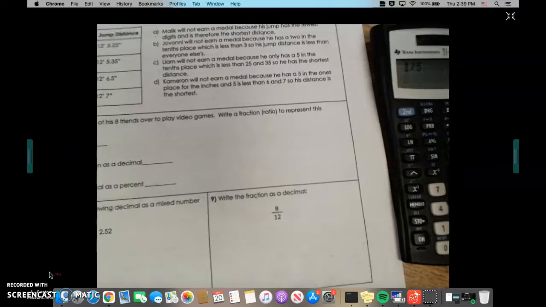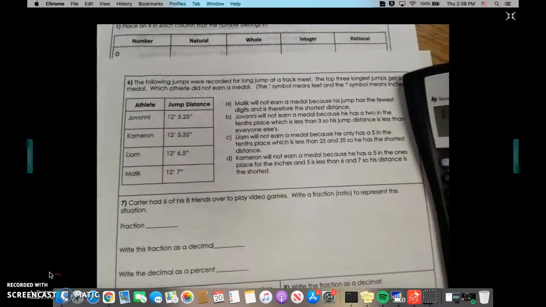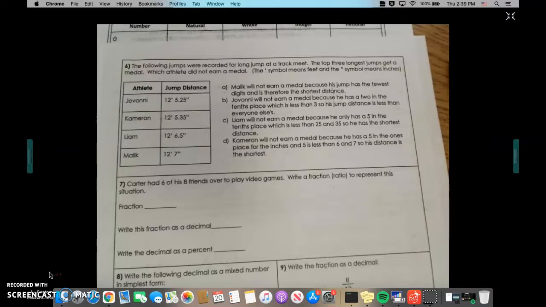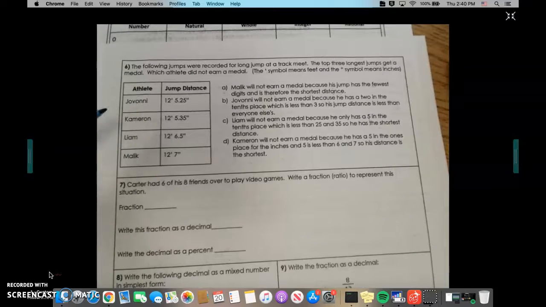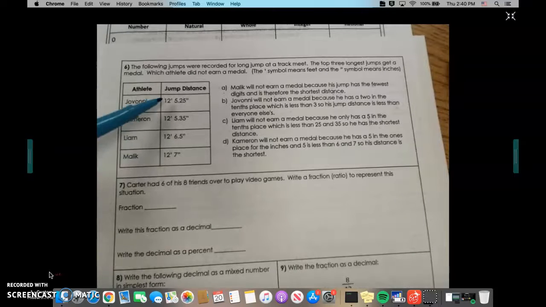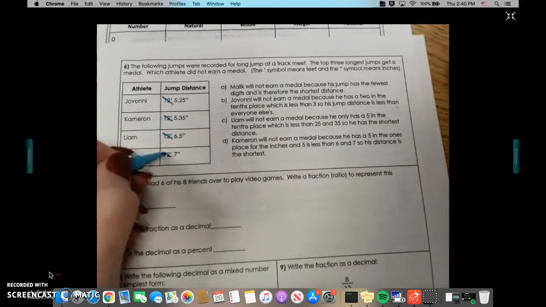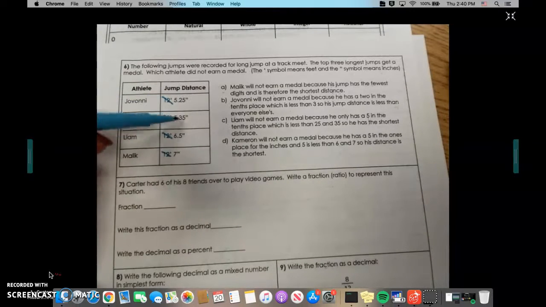Flipping it over, it says, the following jumps were recorded for long jump at a track meet. The top 3 longest jumps get a medal. Which athlete did not earn a medal? Looking at the 4 athletes, all of them got 12 feet when they jumped. So I'm going to cross that 12 out since it all matches. That tells me I need to look at the inches of their jump.